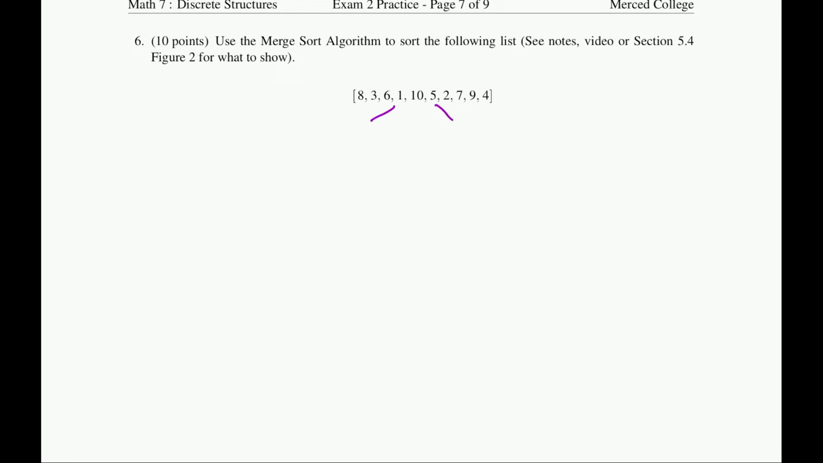So we split it into the first half, 8, 3. How many things are here? Count them: 1, 2, 3, 4, 5, 6, 7, 8, 9, 10. So when we do this, it's going to be 5 and 5 to start with. So 8, 3, 6, 1, 10, and 5, 2, 7, 9, 4.